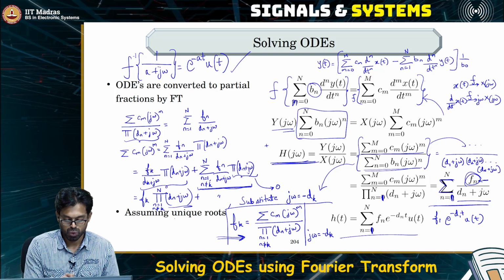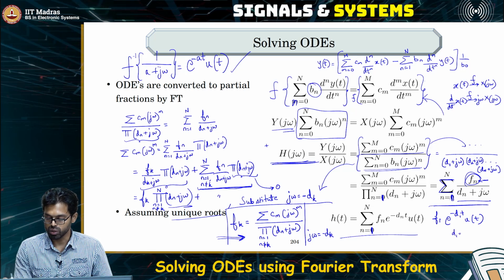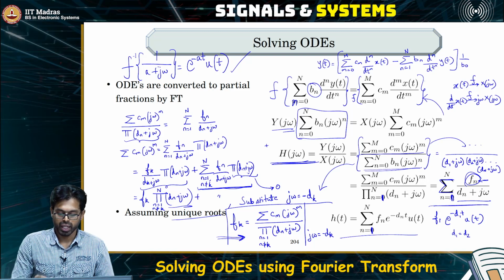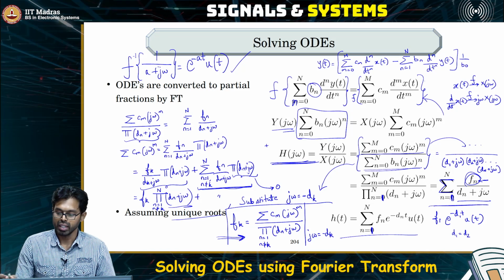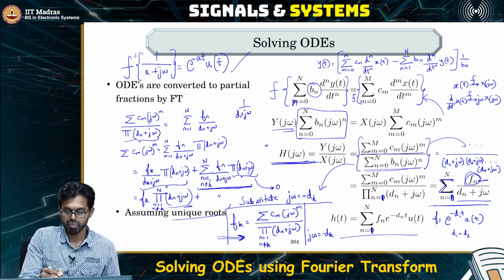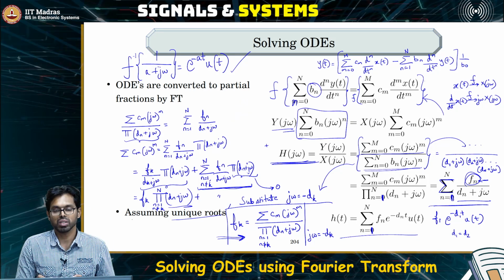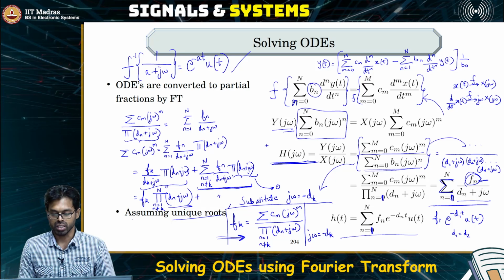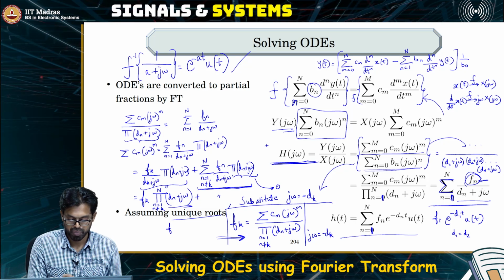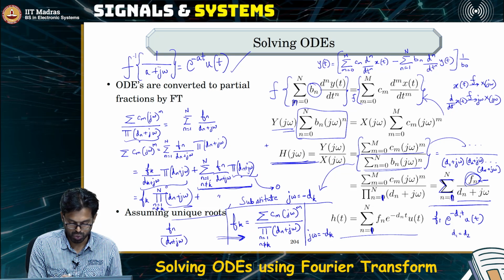You have assumed that the roots are unique. What if the roots are not unique? Let's say now d1 is equal to d2. If d1 is equal to d2, then in the partial fraction computation itself, instead of getting 1 by d1 plus j omega, we would have gotten 1 by d plus j omega the whole square. If the root is repeated, then the partial fraction representation changes. Let's say, for example, a root is repeated twice, then the partial fraction would look like fn by dn plus j omega the whole square.